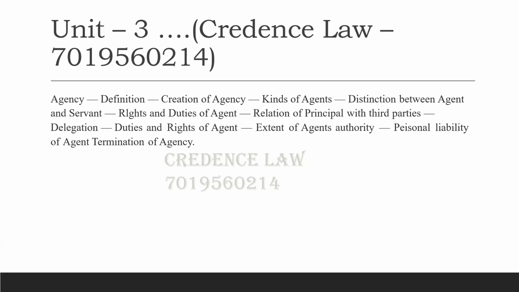Here, section 182 defines the terms agent and principal. An agent is a person employed to do any act for another, where he is representing another in dealing with a third person. The person for whom such act is done and who is so represented is called the principal. And the one who is doing the act is the agent.